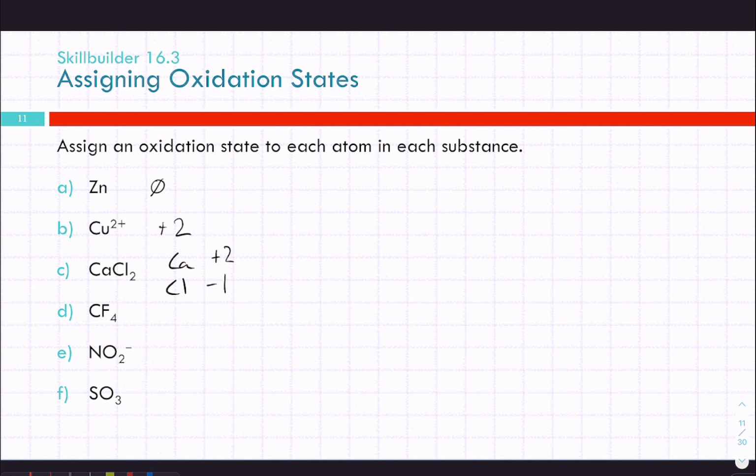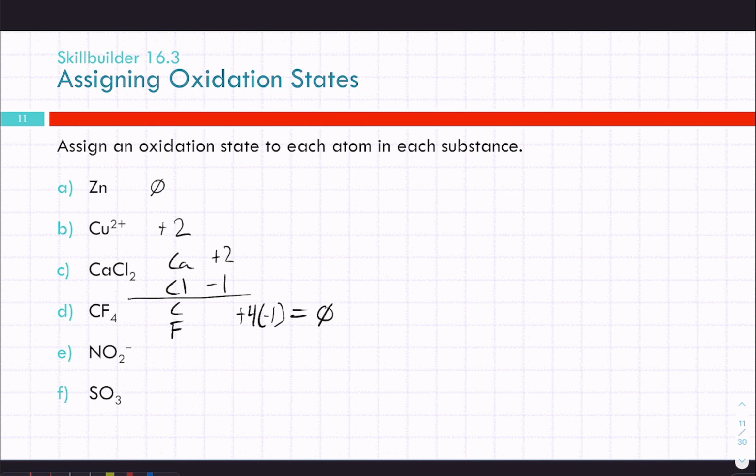How about for carbon tetrafluoride? It has to equal 0. So the sum of these has to equal 0. And in this case, fluorine, remember from this list, is the highest. So if we have a compound of nonmetals, then we have to use that list. So fluorine is going to be 4 times -1.